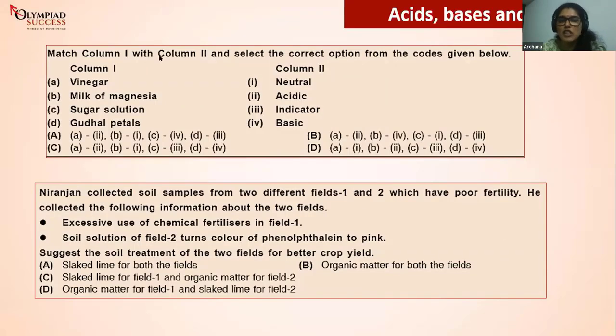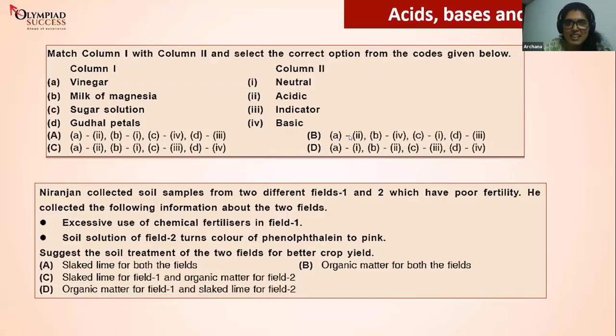First question, match column 1 to column 2. Who can give me the answer for this? Guys, come on. You have an option here. A, with different kinds of substances. B, whether they are acidic, neutral, or basic, or indicator. Can you guess what is ABCD? This is such a simple question. We have vinegar, we have milk of magnesia, we have sugar solution, and we have Google petals. What is the answer for this? Vinegar is acidic.